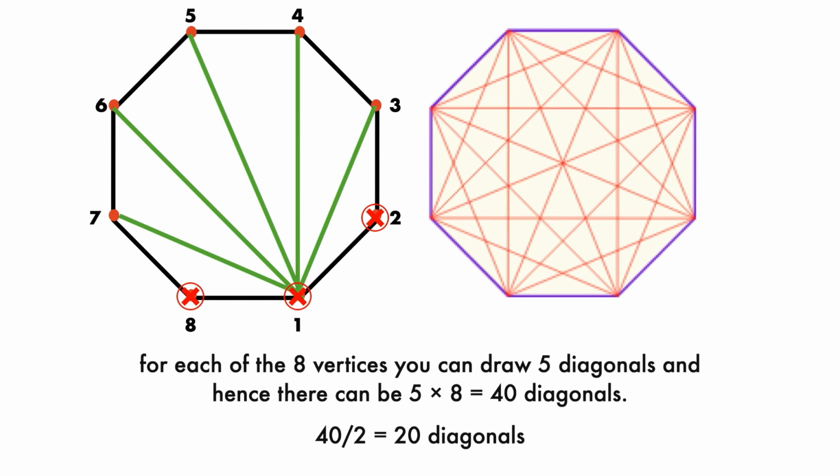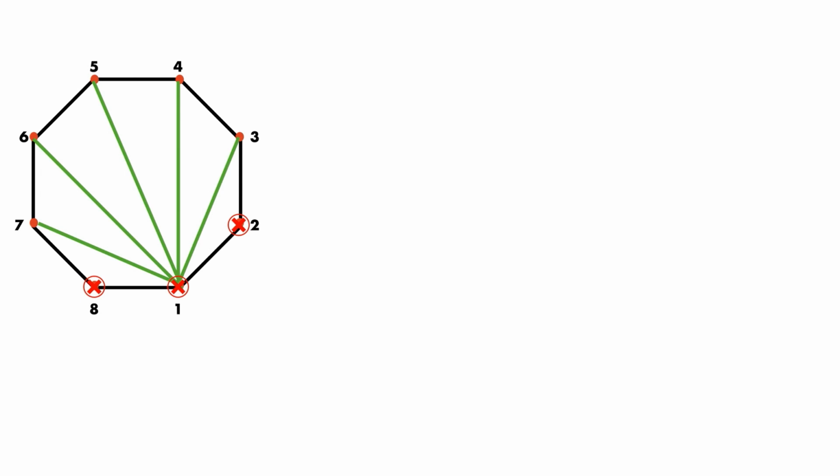So to summarize, each point on the octagon can be connected to 8 minus 3 points. This is because you cannot draw a diagonal by joining the adjacent vertex. Hence, we need to subtract 3 vertices. So each point can form 5 diagonals. So we get 40 in all. However, this includes similar pairs, that is 1,6 and 6,1, 2,4 and 4,2, etc. So we divide this by 2. So the answer is 20.